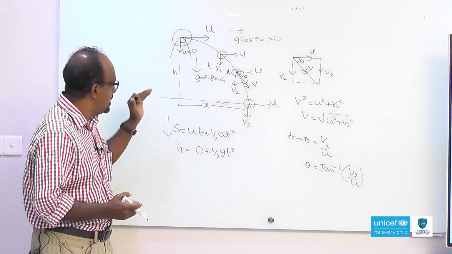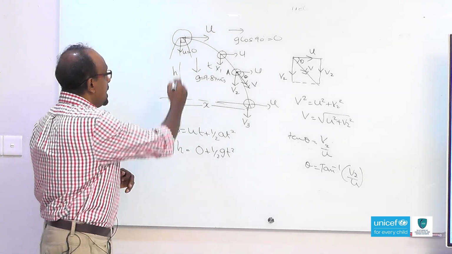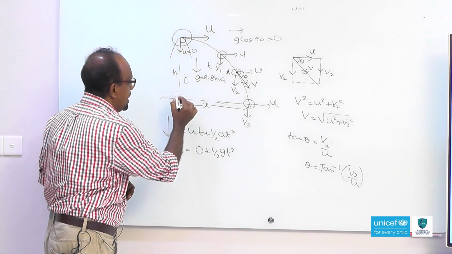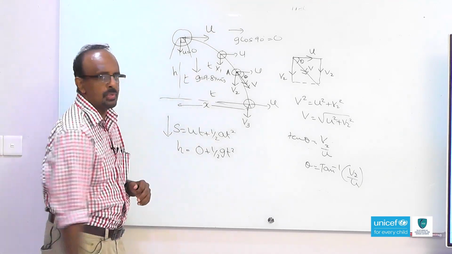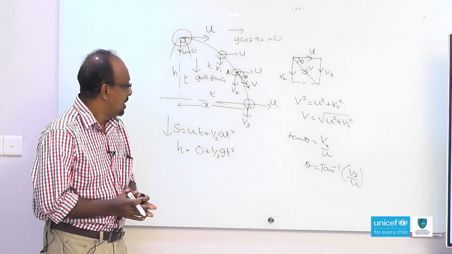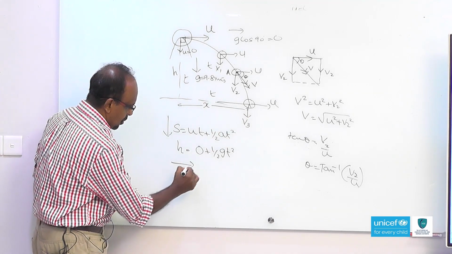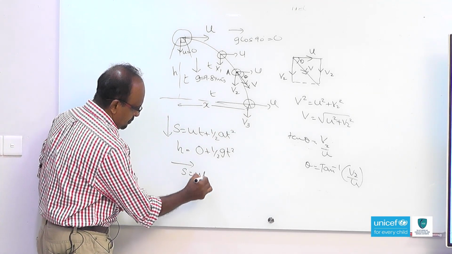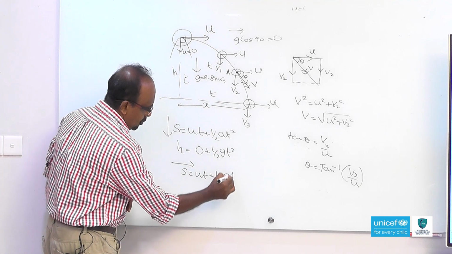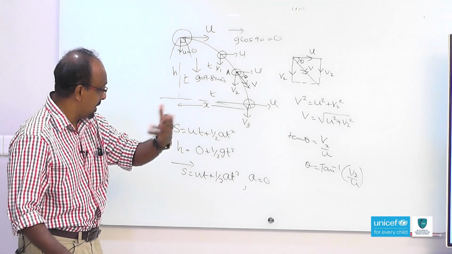So that means these two motions are independent from each other. So the time taken to fall vertically and the time taken to move horizontally will be the same in projectiles. That's very important. If you want to find this horizontal distance, we can use the horizontal equations of motion. If you use this equation, horizontal acceleration is 0, I have explained earlier.